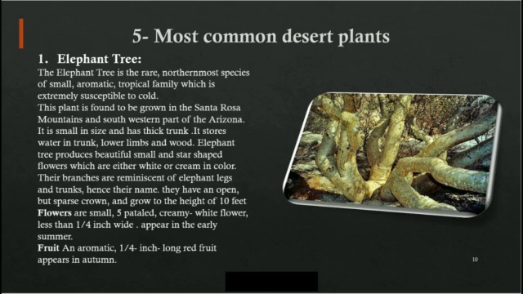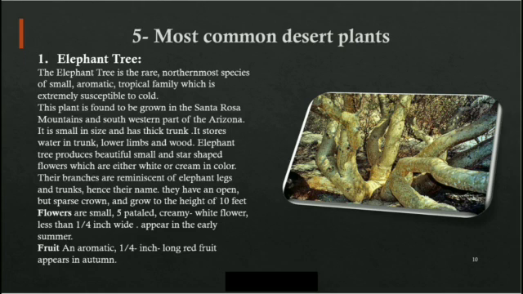It is small in size and has a thick trunk. It stores water in its trunk, lower limbs and wood. The elephant tree produces beautiful small, star-shaped flowers which are either white or cream in color. Their branches are reminiscent of elephant legs and trunks, hence their name.